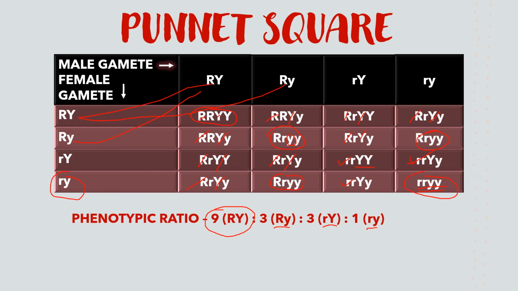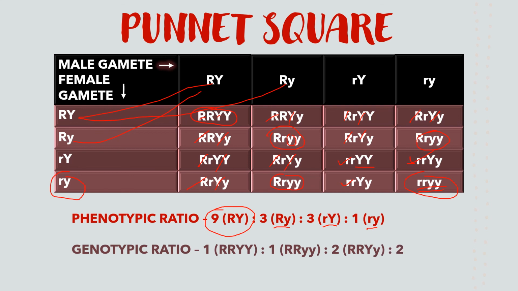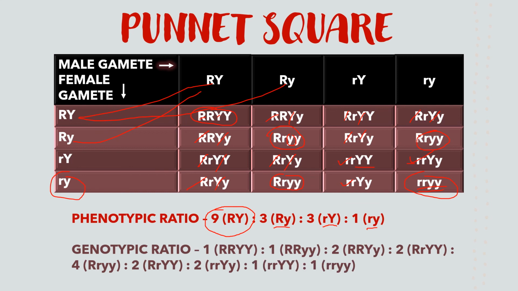Now, this is how plants look like. But you know, genotypic ratio is what they are made up of. And if you look, everything is so mixed up. So we have one which is totally dominant. Then different types of mixtures over here. And if you look and start counting, you will have the genotypic ratio 1 is to 1 is to 2 is to 2 is to 4 is to 2 is to 2 is to 1 is to 1.